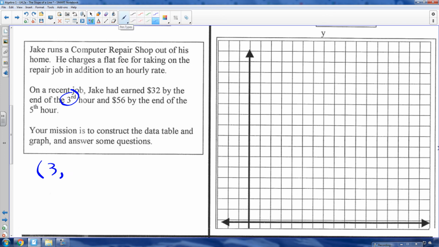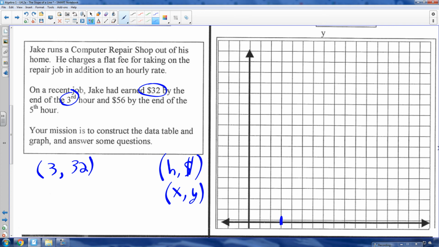So I'm going to say after 3 hours, and maybe we should say it's hours and money, right? That's kind of the thing. This is our x and y. It doesn't have to be x and y. It can be hours and money. It can be time and distance. It can be time and length of the baby, right? So after the 3rd hour, he's got $32. Okay, that's a thing that happened to him.